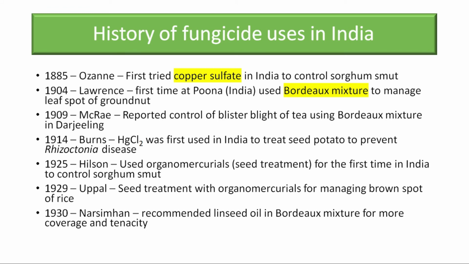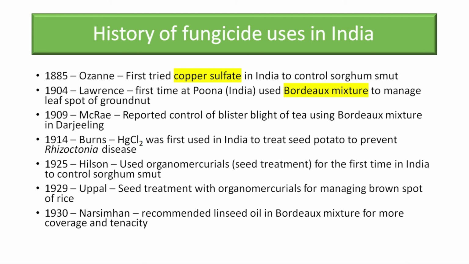In 1914, Burns used mercury chloride for the first time in India to treat sweet potato to prevent rhizoctonia diseases. Hilson also used organomercurials for the first time in India to control sorghum smut. Seed treatment with organomercurials was done to manage brown spot disease of rice. It was done in the year 1929 by Uppal.